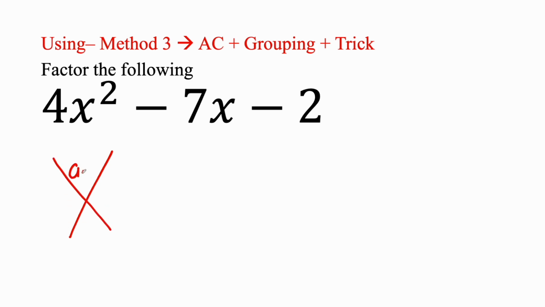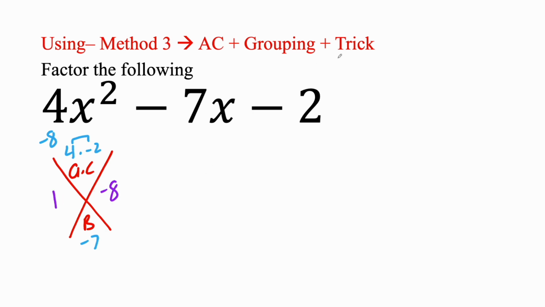This piece is going to be A times C, this is going to be B. Now our A term is 4 and our C term is -2. So A is the coefficient for x squared and C is the constant. And 4 times -2 will give you -8. Our B term is the coefficient for x, so -7. At this point we think to ourselves, what two numbers multiply to give us -8 but add to give us -7? And that's going to be 1 and -8.